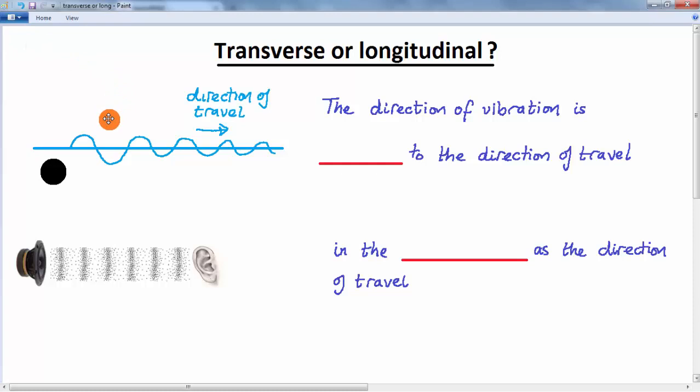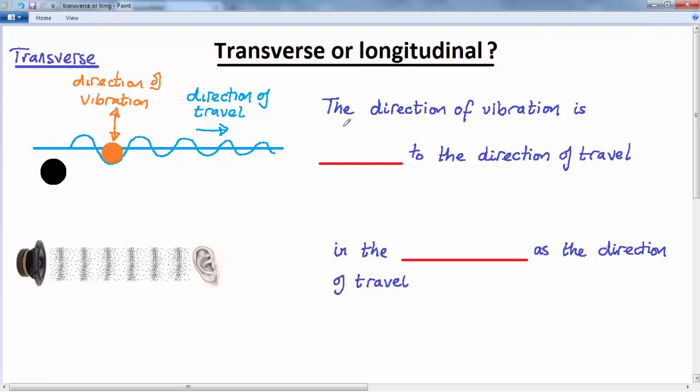Now, suppose that we have, for example, a ping pong ball which is floating on the water, and we're going to observe how the ping pong ball moves as that wave propagates in this direction. If we watch the ping pong ball, we'll notice that it vibrates up and down in this direction. So in the case of a transverse wave, the direction of vibration is always at 90 degrees to the direction of propagation. So just make a note of that.